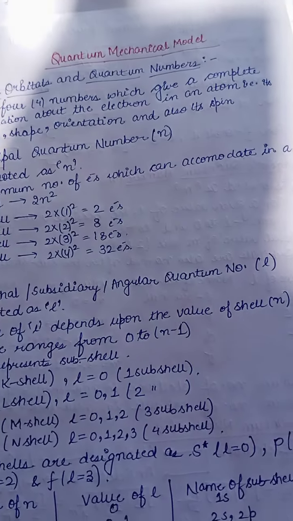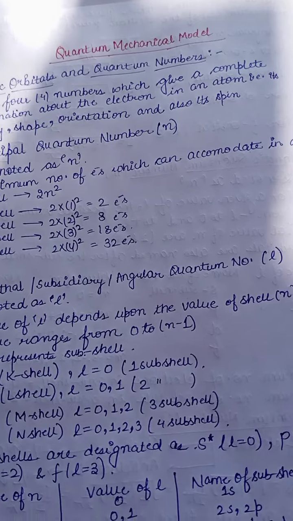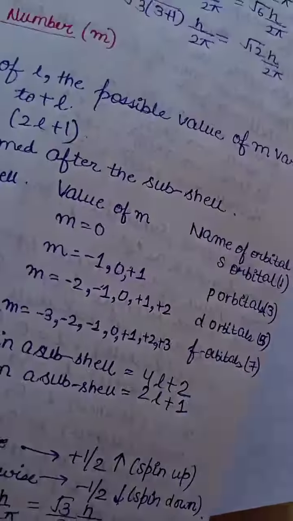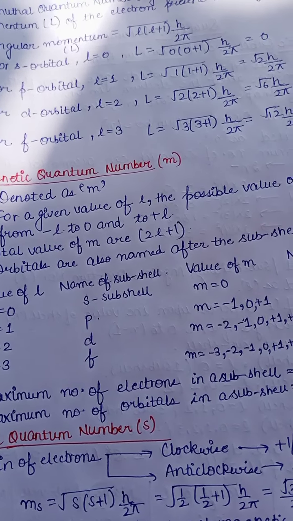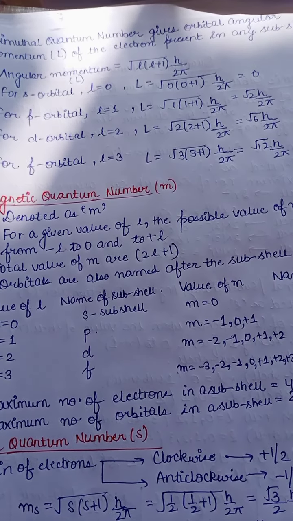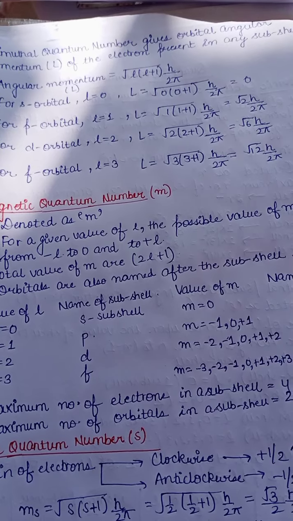So I hope it is clear. We have discussed the principal quantum number, the azimuthal quantum number, then the magnetic quantum number, and last but not the least, the spin quantum number. So please revise all the formulas, and the PDF will be available as soon as possible.